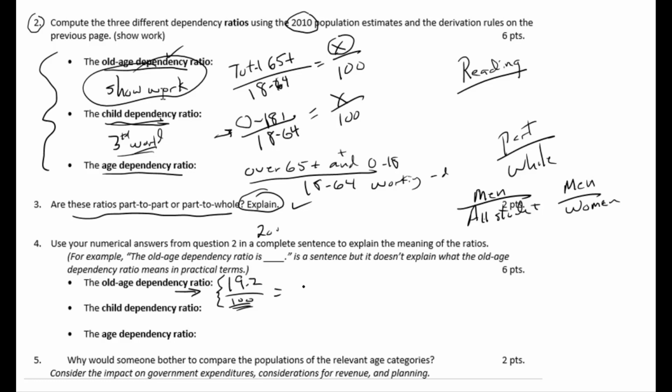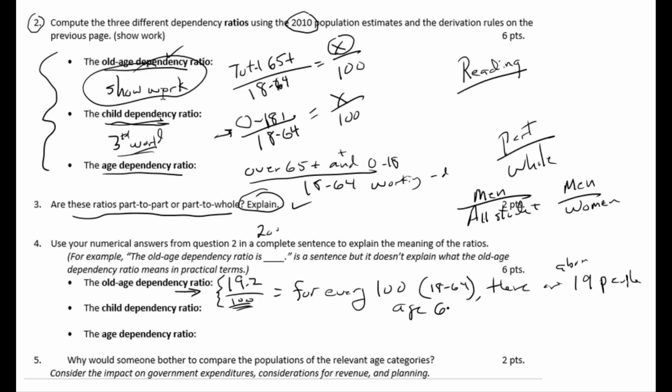But what you can say is that for every 100 people in the working age group, 18 to 64, there are about 19 people aged 65 and over. So that's how you'll explain that.